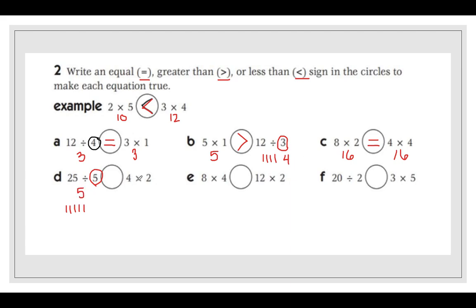And what's 4 times 2? Remember, I can skip count by 2s. It's 8. Good job. So which sign would make sense? The equal, the greater than, or the less than sign? Remember, it always eats the bigger number. So 8's the bigger number, so it's going to be the greater than sign. Let's do 8 times 4. What is 8 times 4?